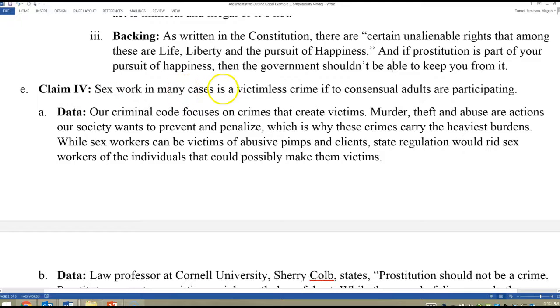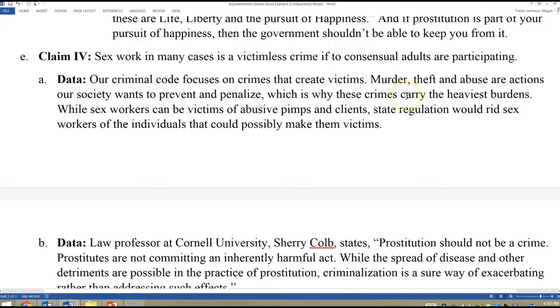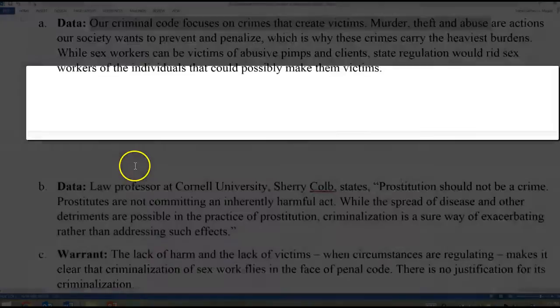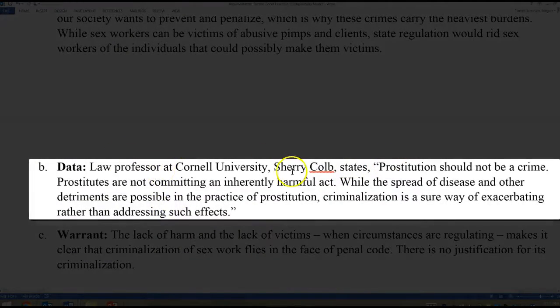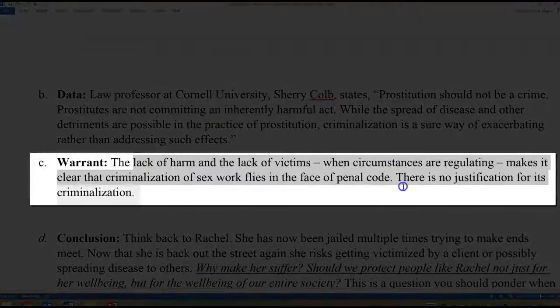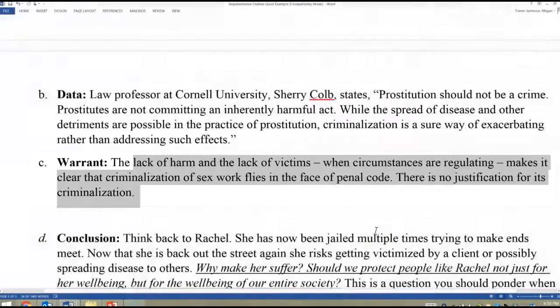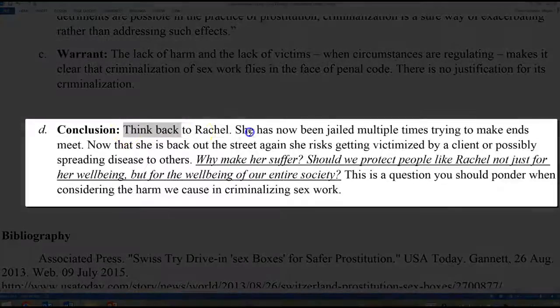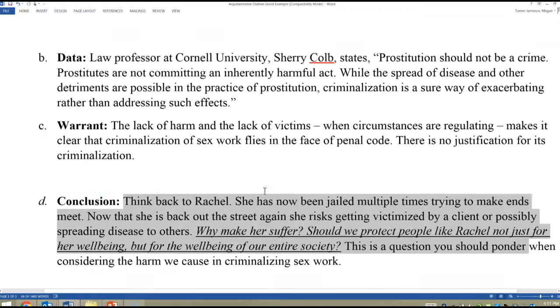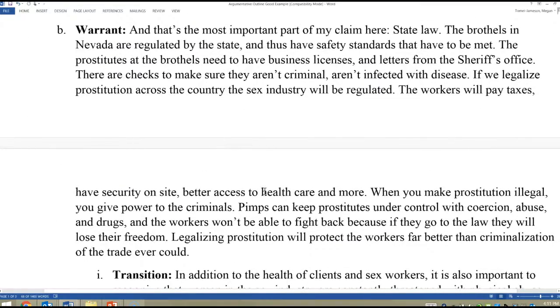And then sex work in many cases is a victimless crime with consensual adults. She talks about the criminal code focusing on murder and theft. Then she also quotes a Cornell University law professor. So this is the quote she uses. And then basically saying that this is sort of contradictory. The conclusion: she goes back to her story here about the individual who's jailed multiple times, and then she also highlights this again because she is using a rhetorical question again as her rhetorical device, and then she has her work cited here. So that is what the outline needs to look like, so you will continue that process.